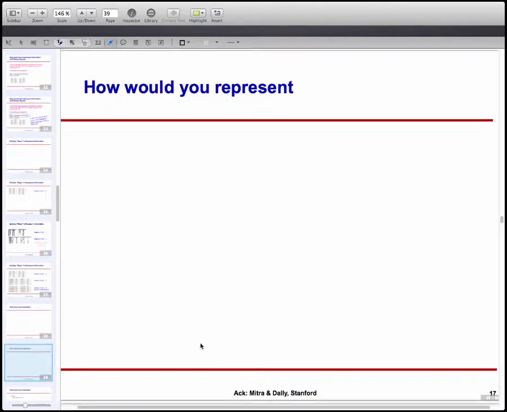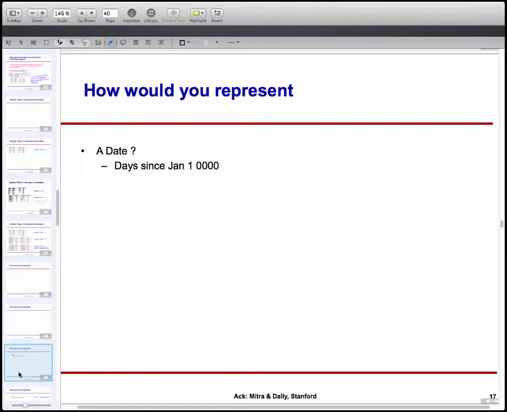So let's consider some example. A date, days since January 1st, 0000. How many bits do you think we'll need? Rough estimate, quick and dirty type estimate.